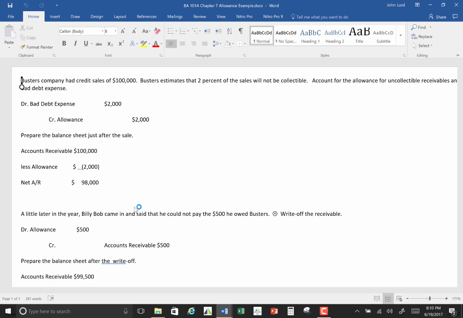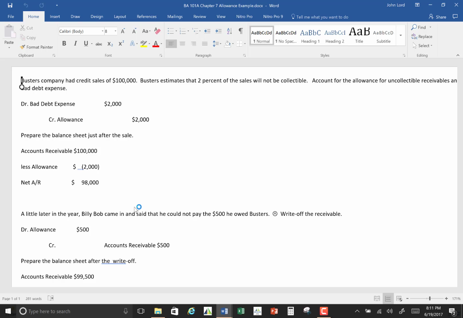Okay, so we start out and we have this Buster's company and they have $100,000 of sales, and Buster estimates that 2% of the sales will not be collectible, and we have to account for the uncollectible receivable as a bad debt expense by debiting bad debt expense and crediting the allowance for doubtful accounts. When they prepare their balance sheet, they'll show accounts receivable of $100,000. They'll show an allowance of what? Of $2,000, and then they'll show the net accounts receivable of $98,000 because the allowance is a contra against the accounts receivable, right?